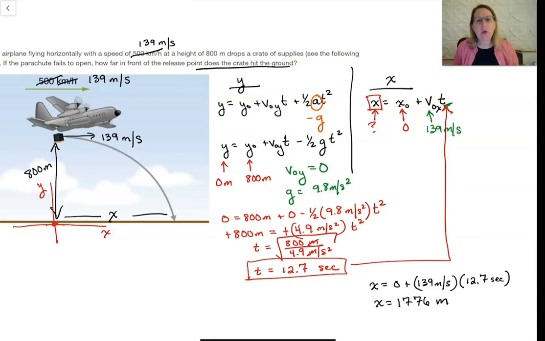And so that's how you put these two pieces together. You divide them into the x and the y components because we have acceleration in the y direction, but we don't have acceleration in the x direction.